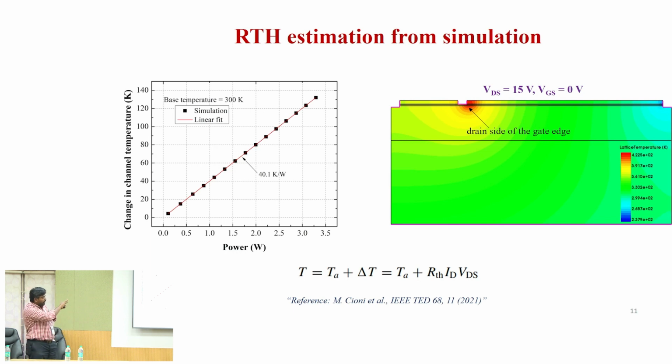Here we maintain the unit of Kelvin per watt, and the value is 40 Kelvin per watt. This value is close to that of devices fabricated in the same batch, for which measurements were done. From those measurements, they also obtained a close value for the thermal resistance.